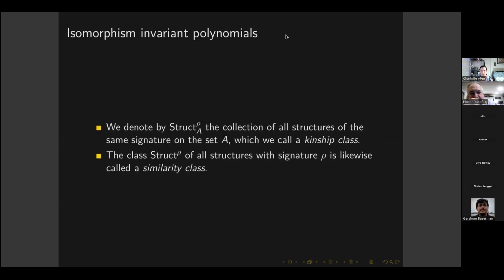So I'm going to use this notation, structures of signature row on the set A. Now I'm thinking of an underlying set as opposed to a more general underlying object. I'm going to call that a kinship class. It's like a similarity class, which would just be all the structures of the same signature, but the things that are even closer are kindred to each other. Those would just be, for instance, all of the graphs that have the same set of vertices, but their edge sets could potentially be different. I'm frequently going to need to talk about all of those objects together.